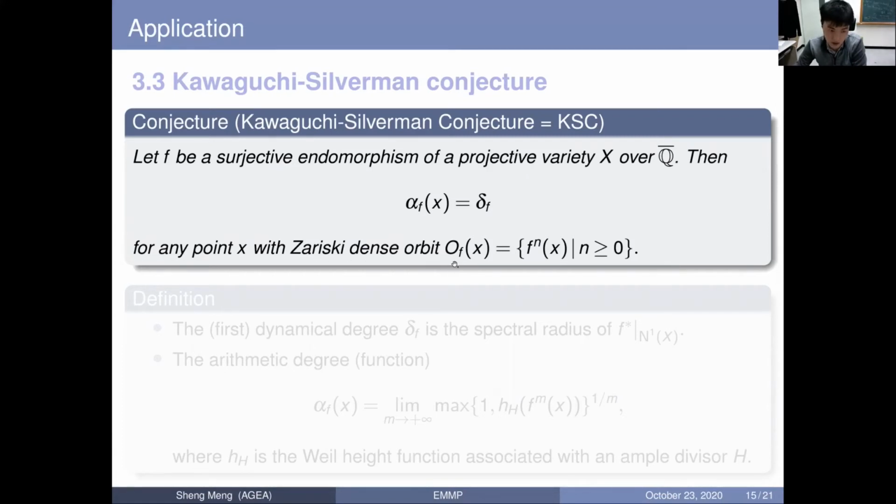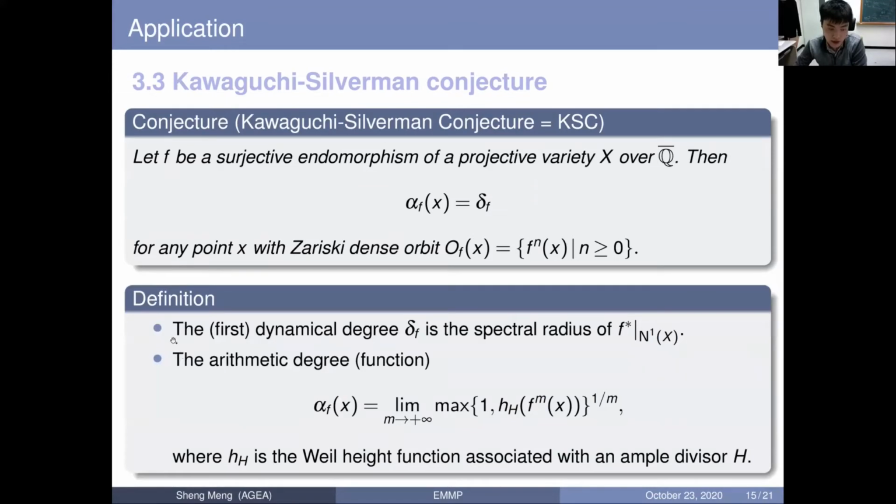Here are the quick definitions. Here the definition is a little bit different from his, because our f is a well-defined endomorphism, so I simply define this as the spectral radius of the pullback action on N^1(X), which is the maximum of the moduli of the eigenvalues, because we are already familiar with this. The arithmetic degree function is defined by the Weil height function associated with some ample divisor in this form.